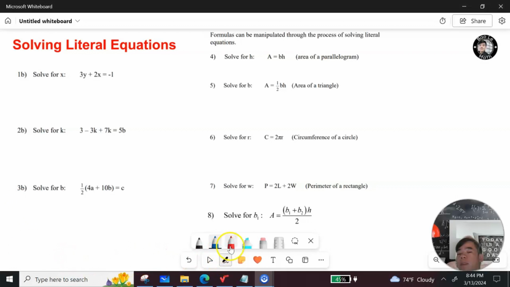Alright, let's take a look at the first one. Solve for x. If the question asks you to solve for x, consider x the variable and the other variables just constants. I look at x right here; this is my only variable. I treat y as a constant. So let's see, I try to isolate x. Basically, I just subtract 3y from both sides.